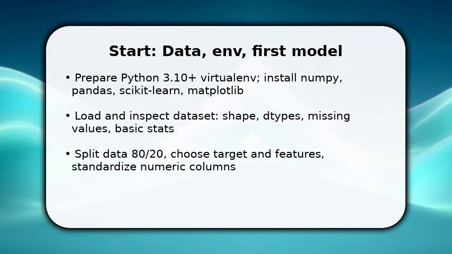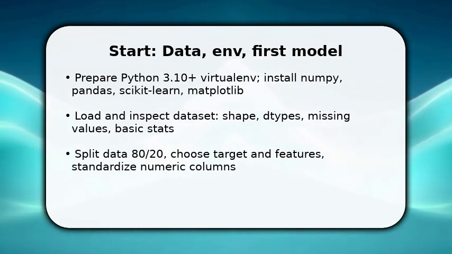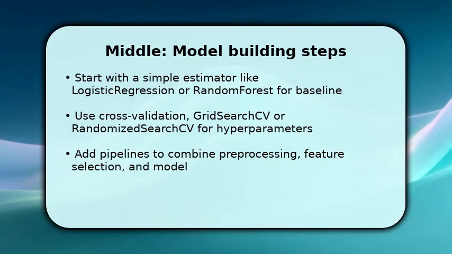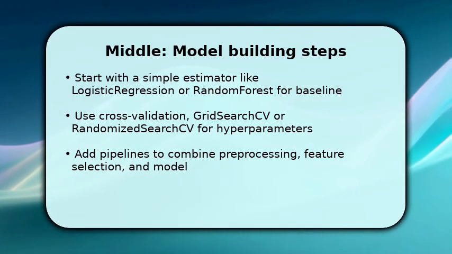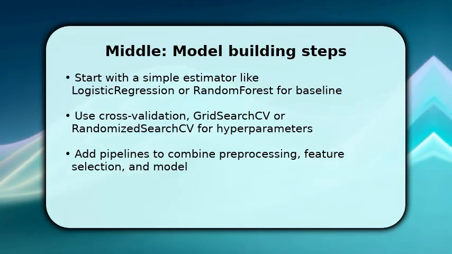You now build a baseline model to measure progress and avoid premature complexity. Simple estimators reveal signal quickly. Then, wrap preprocessing and the estimator in a pipeline so transformations never leak data.